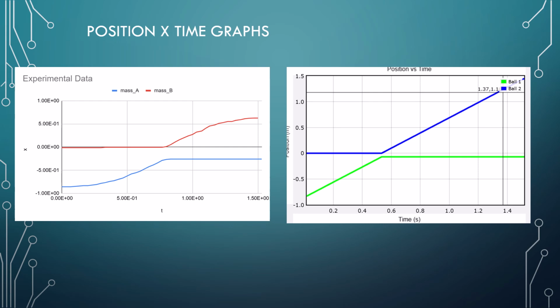So these are the two graphs from the data. The one on the left is the experimental data. As you can see, there are some slight discrepancies, but for the most part, both graphs are pretty similar.